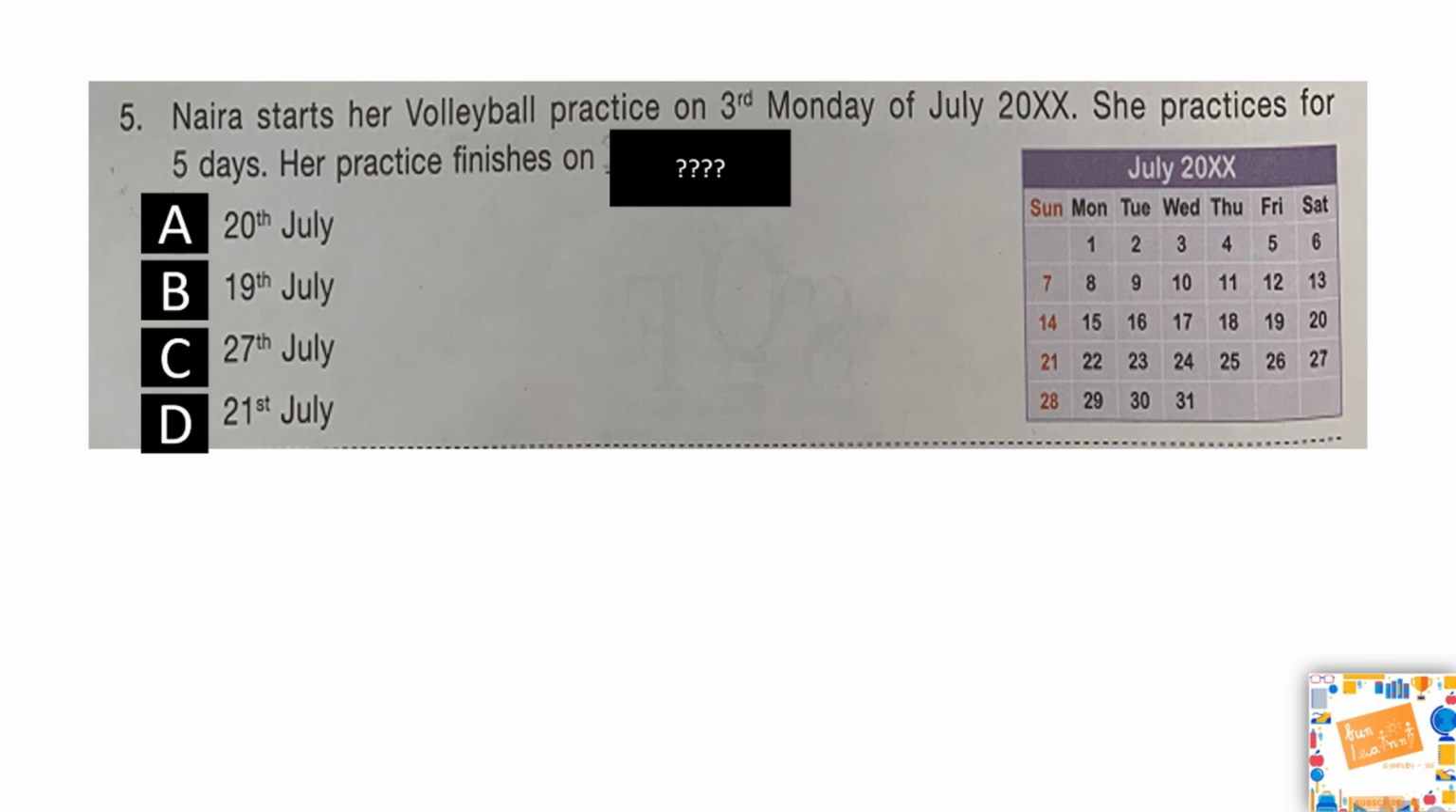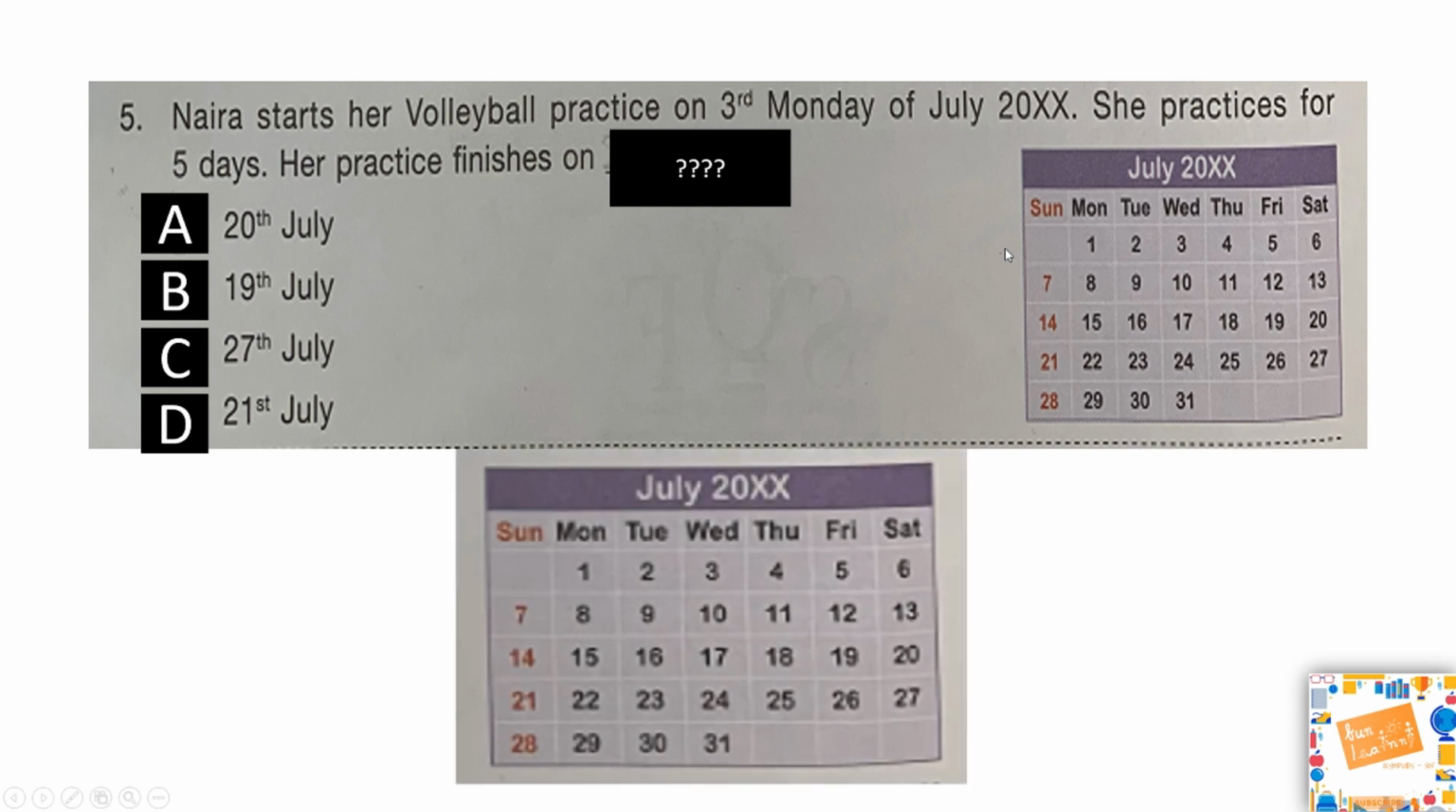Well, I hope you got this correctly. So we look at the calendar, look at the first Monday, which is the first, then the second is the 8th, and third is 15th. And from 15th, she further practices for 5 more days. So our final answer is 20. So the answer is option A, 20th July.